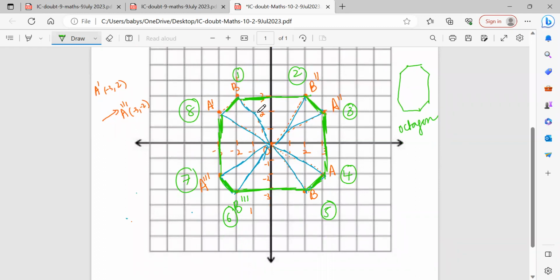So the 4 triangles are also shown here. In blue, I have drawn them. Yeah. So I hope this has been clear.